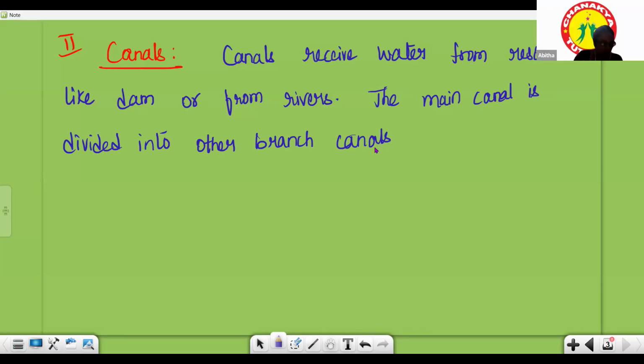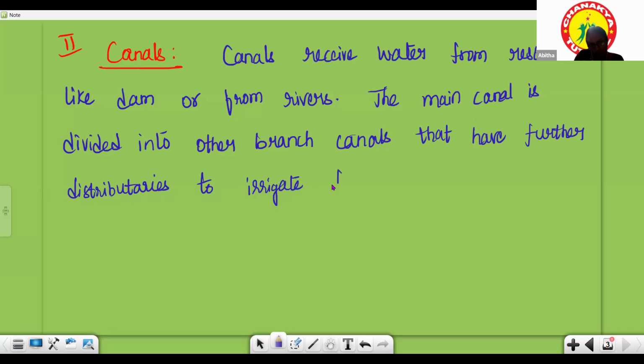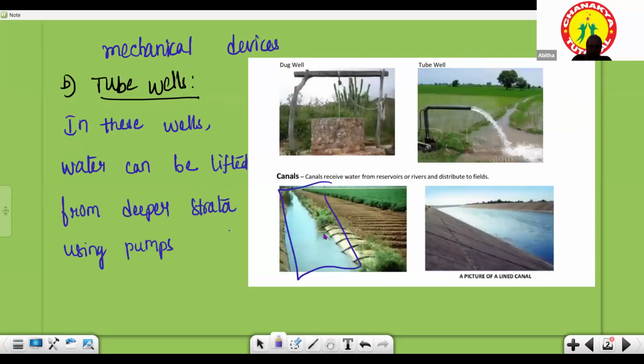Divided into other branch canals that have further distributaries to irrigate fields. Understand what is a canal? Canal receives water from reservoirs or rivers and distributes it to the fields.